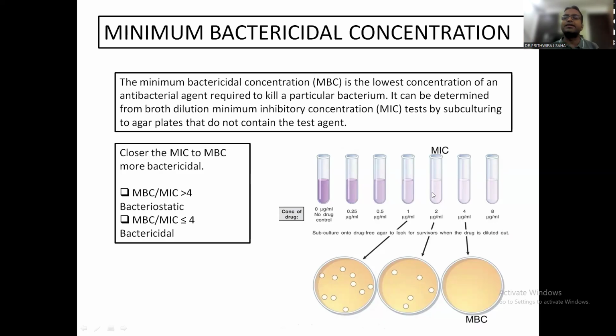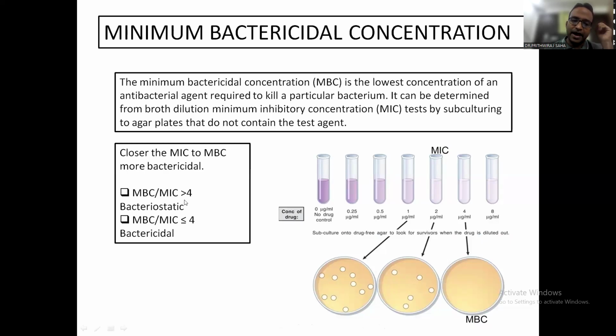So if we are giving the drug according to the MIC and the MBC is very close to the MIC, then the bacteria will die with the concentration of drug that is administered. Am I clear? We give the drug according to the MIC. So if the MIC and MBC are very close, then if we give a drug according to the MIC, the bacteria will ultimately be killed by that concentration, and that concentration will act as a bactericidal concentration.